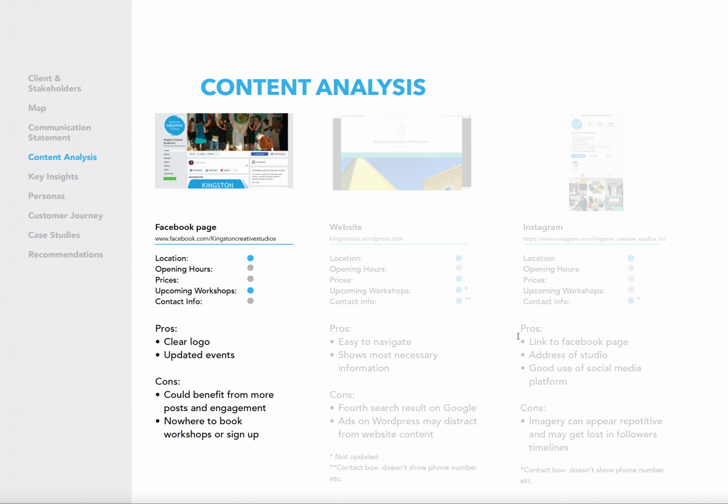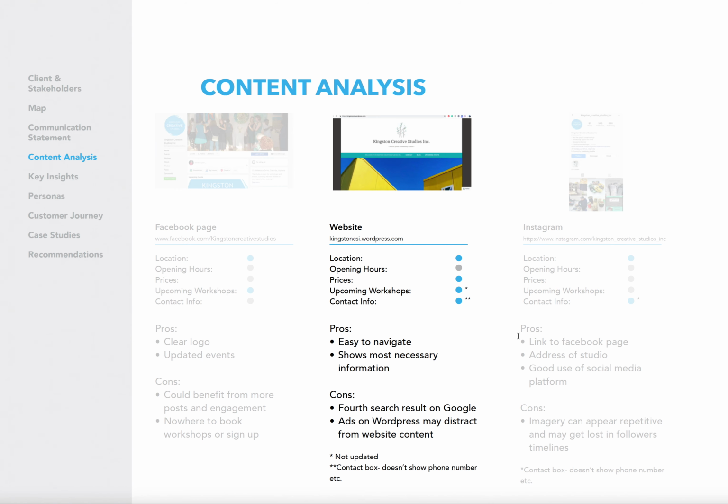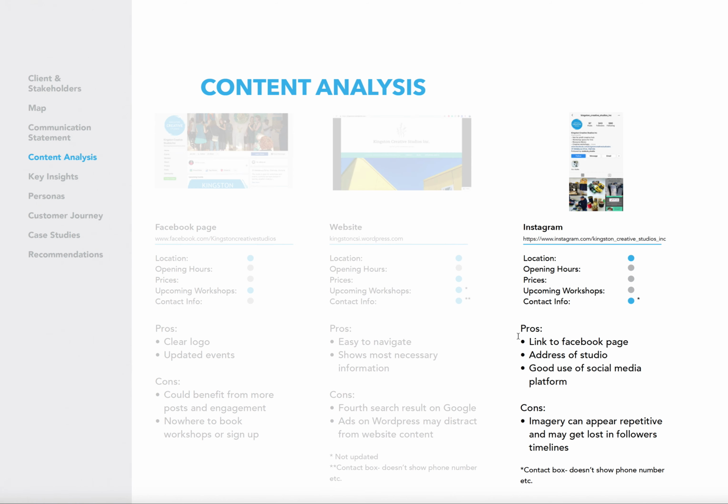So the Facebook page shows the location and the upcoming workshops under the events page. It's got a clear logo. It just could benefit from more posts and engagement and having somewhere to book and sign up for workshops. The Kingston website shows most of the necessary information and it's easy to navigate. The problem is that it's the 4th search result on Google, so it can be hard for people to locate. There are also a lot of ads that could distract from the website content.